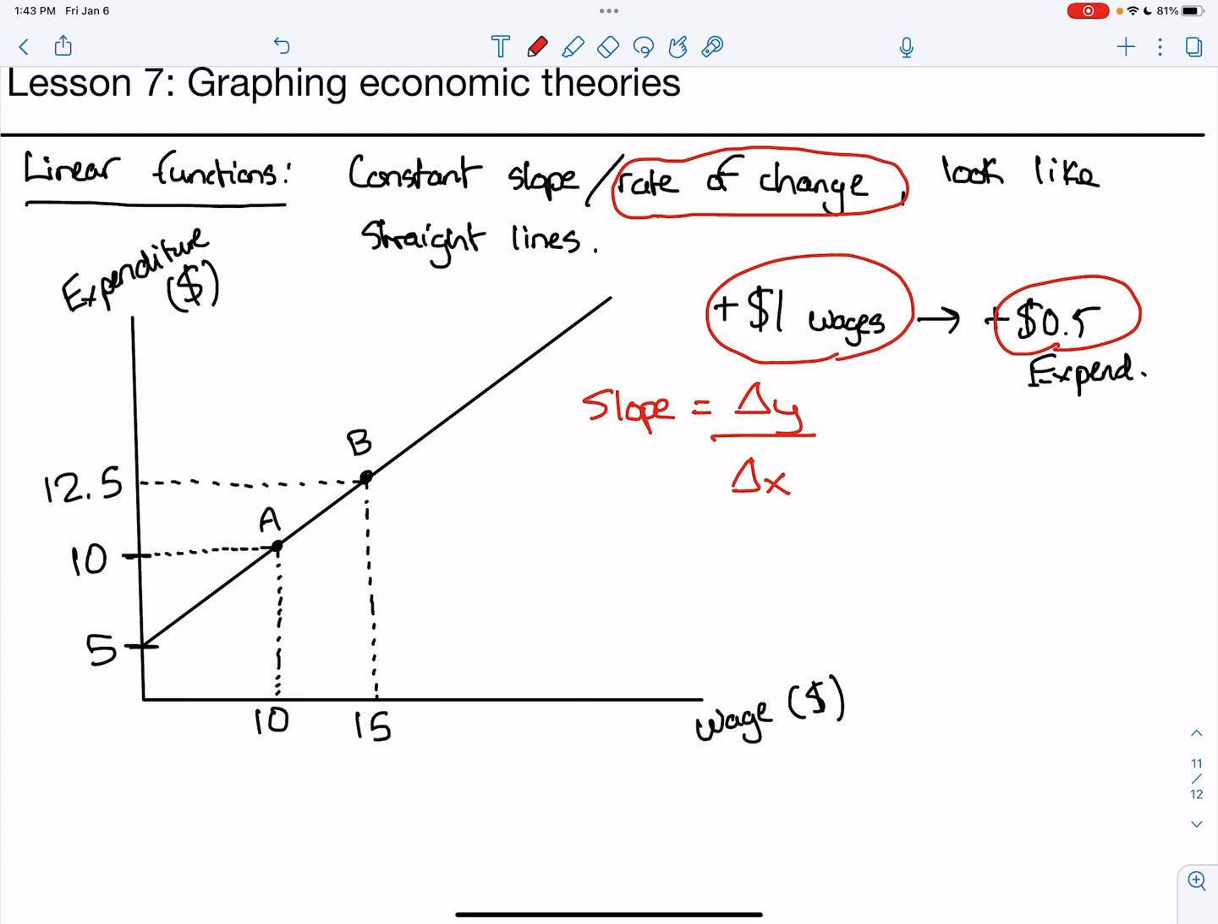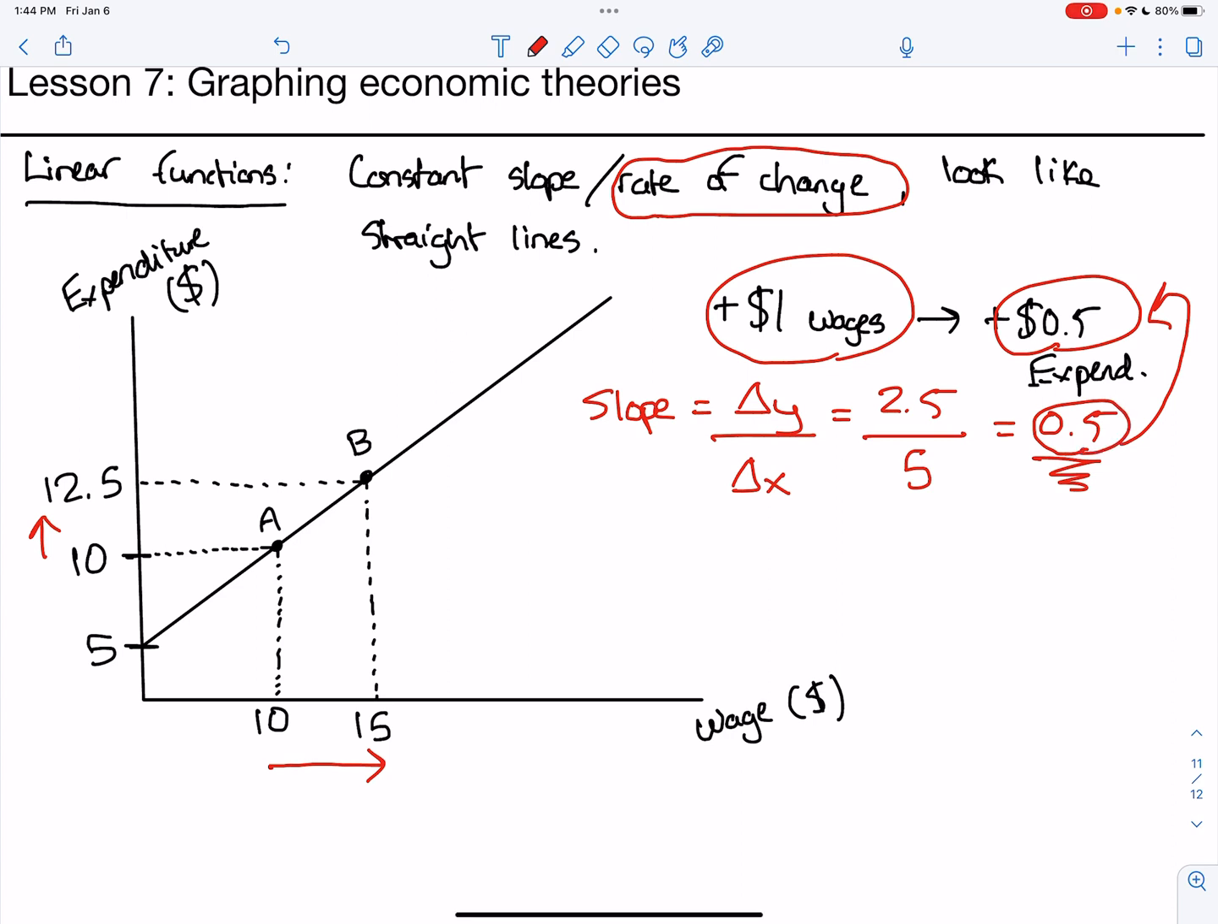The Greek letter delta, those triangles, just means change in. So it's change in y divided by change in x. If we go from point A to point B, our change in y would be 2.5. Dividing our increase in y by our increase in x, which is an increase of 5, we get 0.5, which is exactly what we expected. Our slope should be equal to our rate of change. Our rate of change was 50 cents per dollar, and we get the exact same thing back when we use our formula, 0.5.